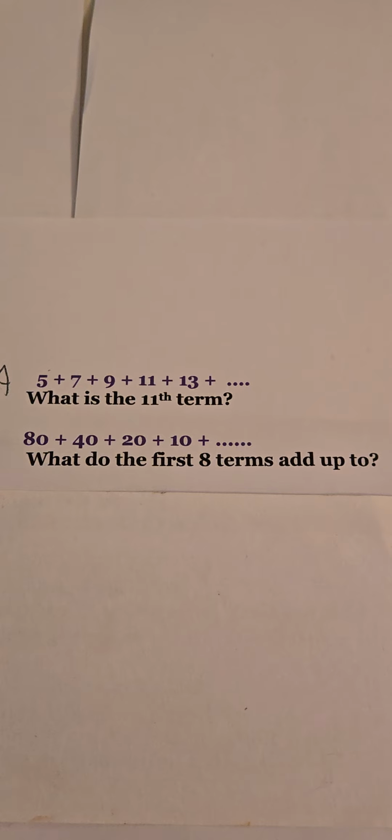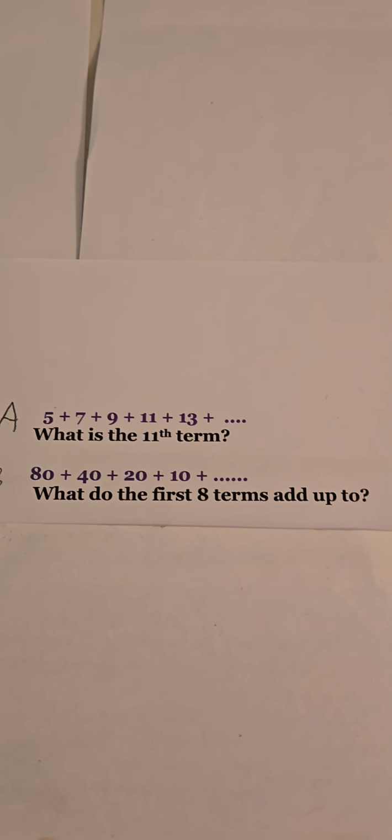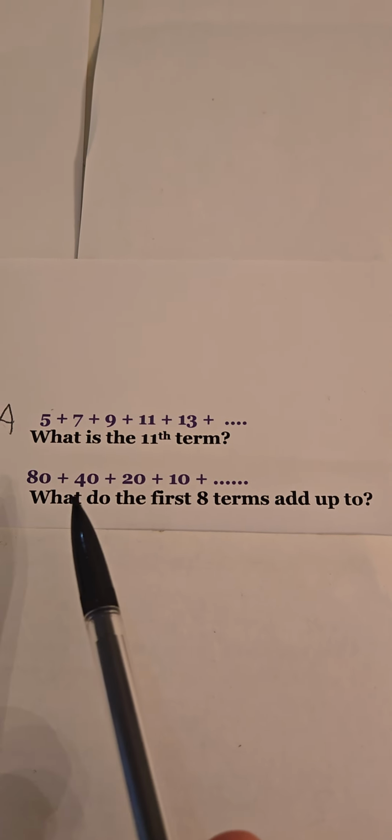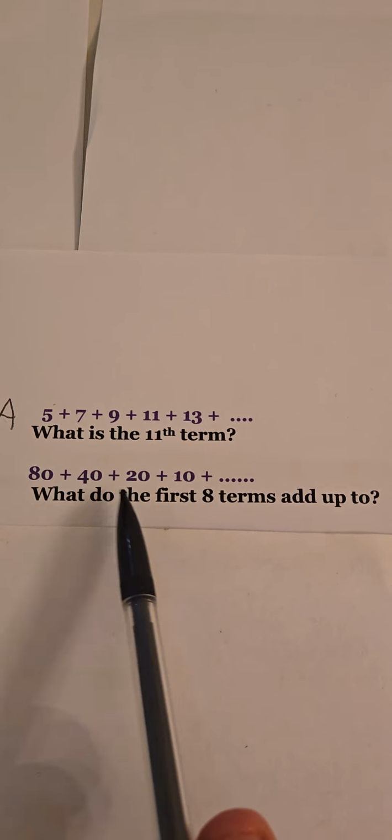Question B. Here's a set of numbers, and again, to answer, what are the 2 questions I ask myself? What is given and what do they want? First thing, is that arithmetic or geometric? I say it's geometric. Each term we're timesing by a half. And the other question is, what are they asking us? It says, what do the first 8 terms add up to? So I want a formula for adding up the terms, not what is the term, for geometric.